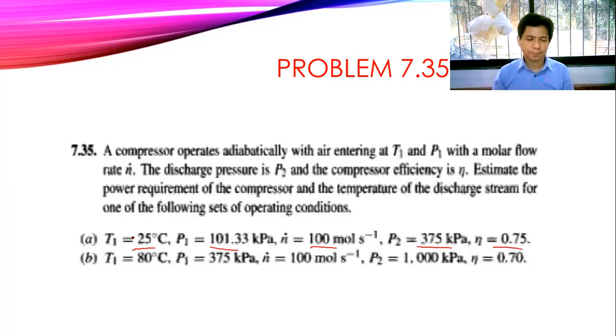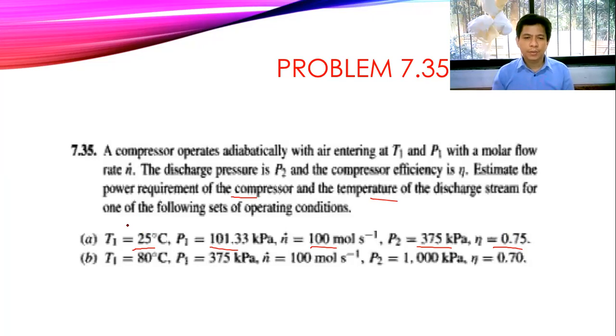So basically, gagamitin lang natin yung adiabatic equation in terms of temperature and pressure to find T2. Tapos pag may T2 na, Cp delta T lang. Sunod, after the power requirement, temperature of the discharge. So to find the temperature, pag alam natin yung actual delta H after using the efficiency, we can equate that to Cp delta T. Then we can solve the final temperature.